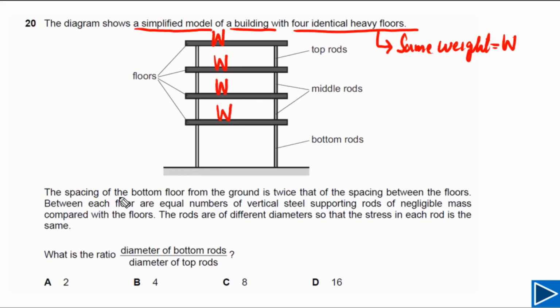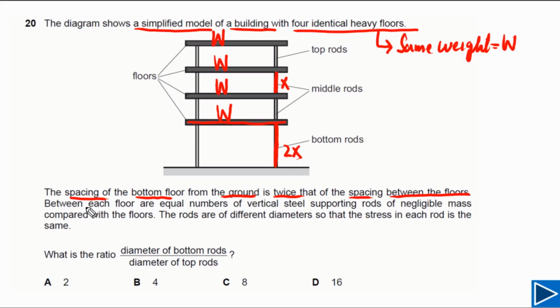Next, it is given to us that the spacing of the bottom floor, this is our bottom floor, the spacing of this bottom floor from the ground is twice that of the spacing between the floors. This spacing between the floors, let's say is equal to x, and the spacing between the bottom floor and the ground is twice, so it simply means this is equal to 2x.